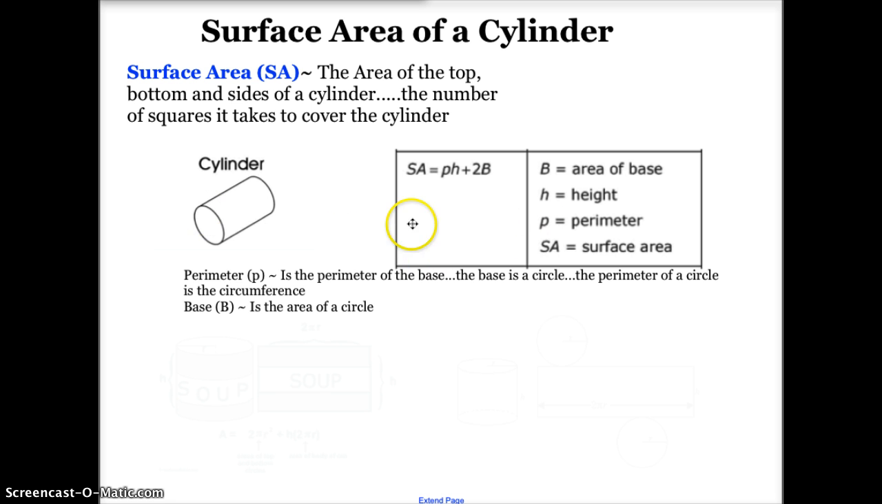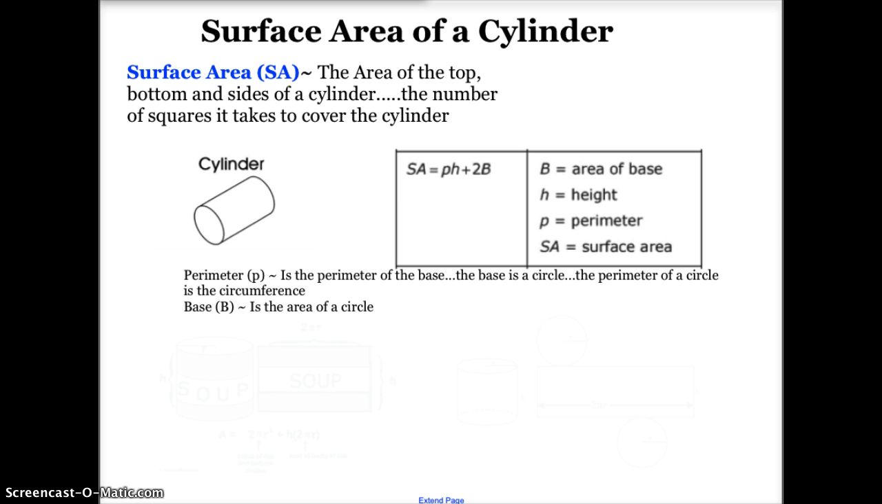The letter H stands for the height of the cylinder, and that's that length right there. And the letter B, capital B, stands for the base, or the area of the base of the cylinder. Well, again, a cylinder has a base that's a circle. So capital B is just going to be the area of that bottom or top circle.